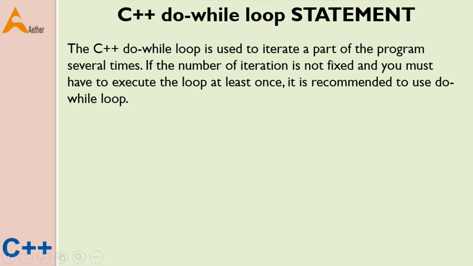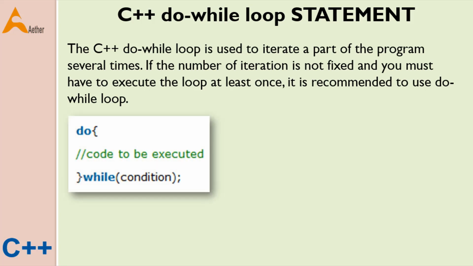Now let's see do while in C++. The C++ do while loop is used to iterate a part of the program several times. If the number of iteration is not fixed and you must have to execute the loop at least once, it is recommended to use do while loop. The C++ do while loop is executed at least once because condition is checked after loop body.